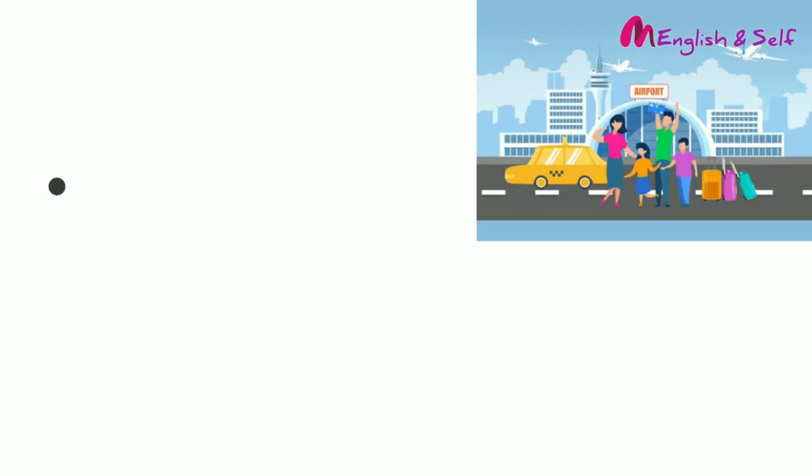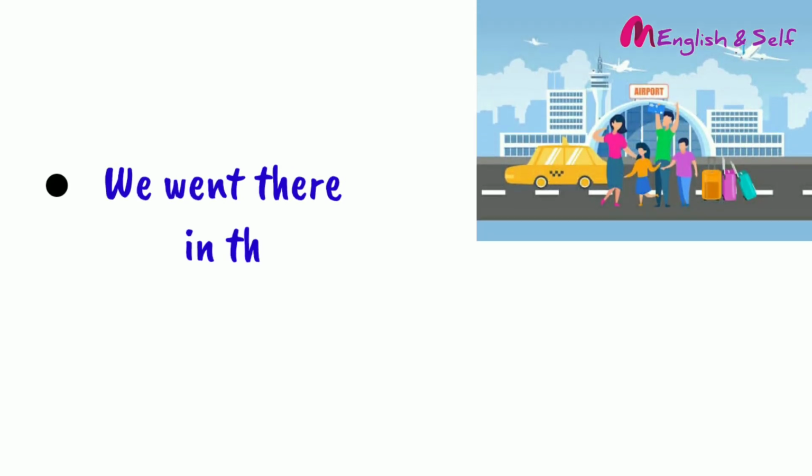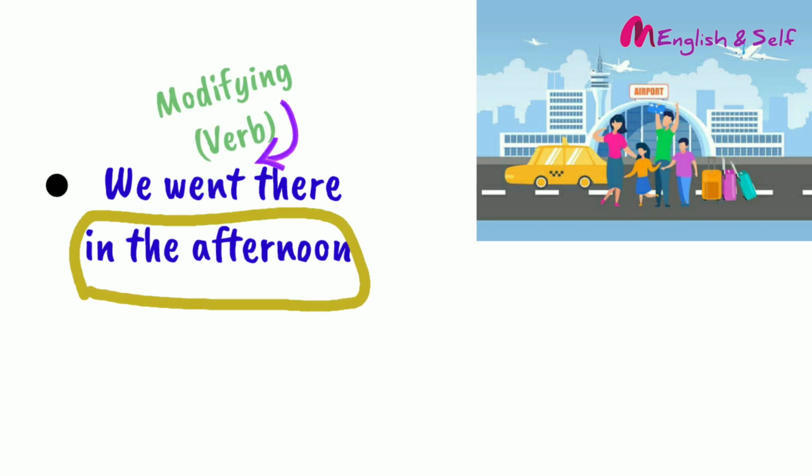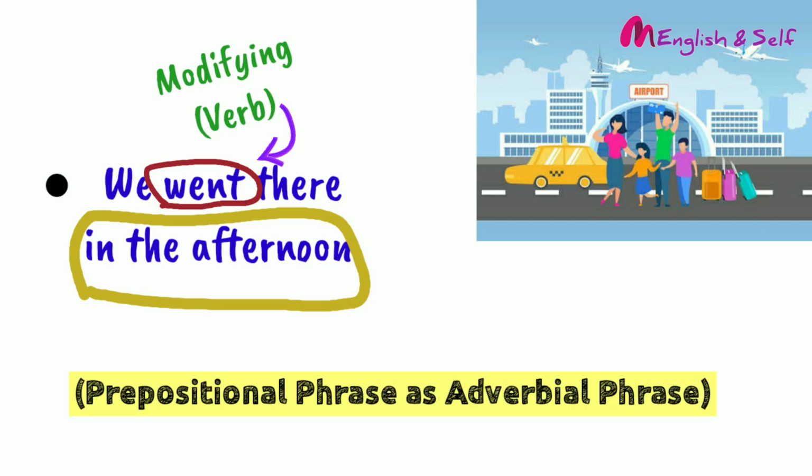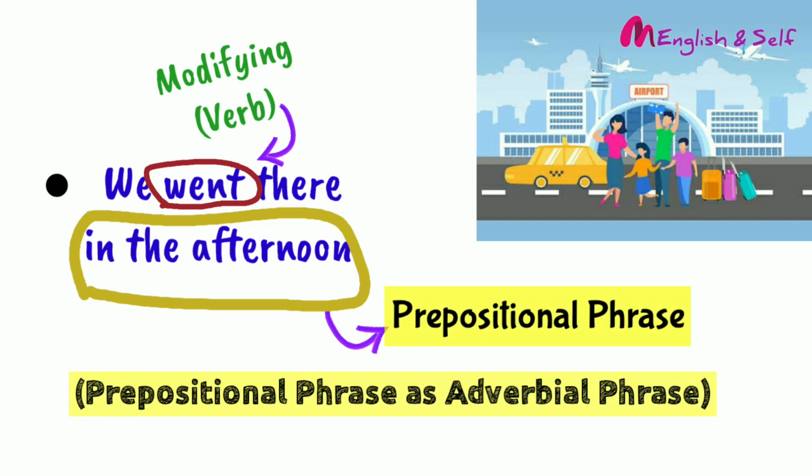Now look at the second example. We went there in the afternoon. Here, in the afternoon is modifying the verb went. If you ask when I went, you will get the answer in the afternoon. So here it's suggesting a time, so it's an adverb, therefore it's your prepositional phrase as adverbial phrase or simply prepositional phrase.